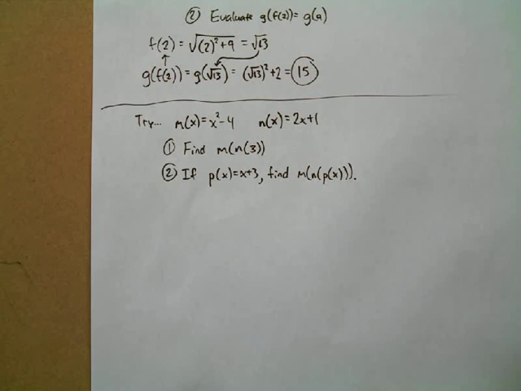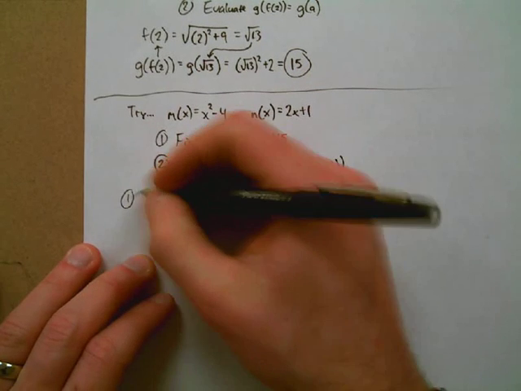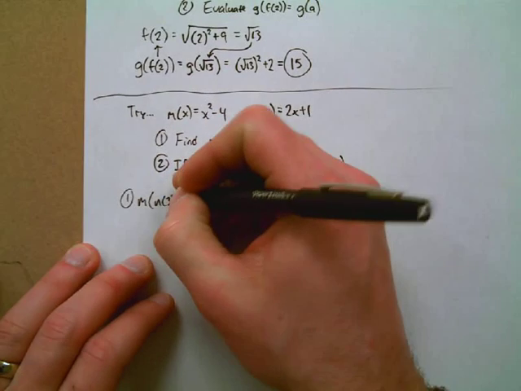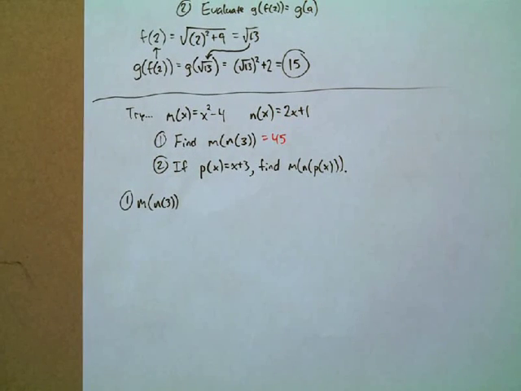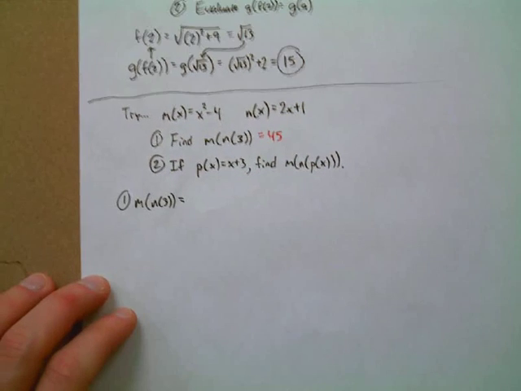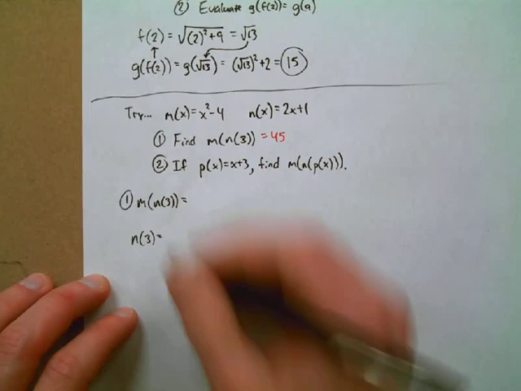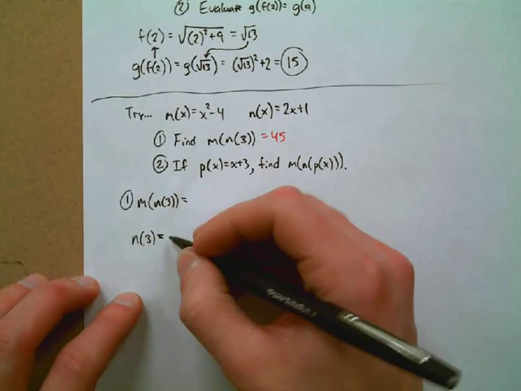What did you do here? For n of 3, I plugged 3 into x for the n of x function. Okay, so n of 3, and it was 2 times 3 plus 1, right? And that equals 7? And then 7 in for x in m of x, which would be 49 minus 4. And then that would be 45.